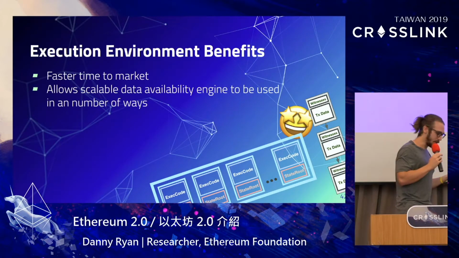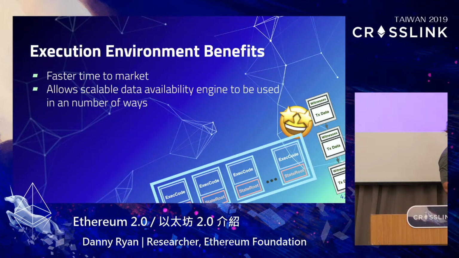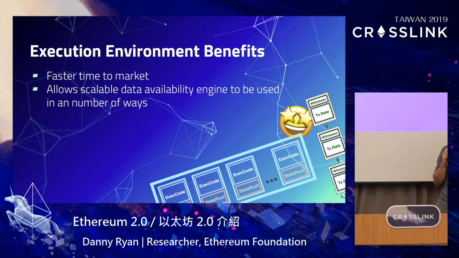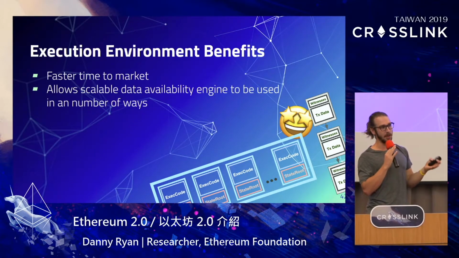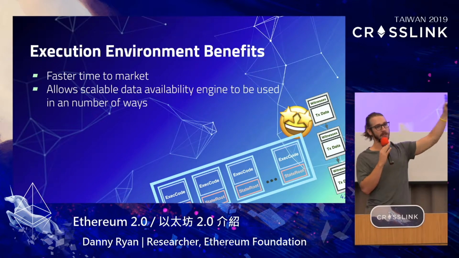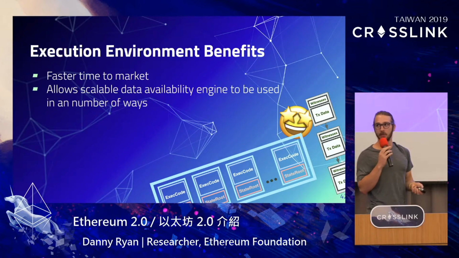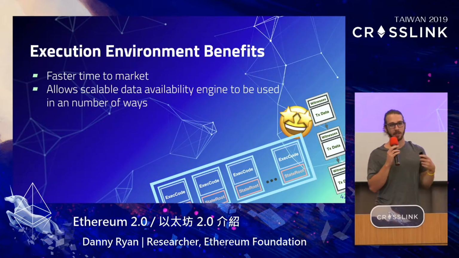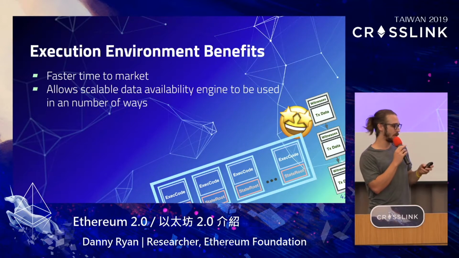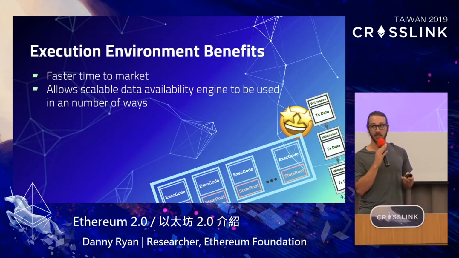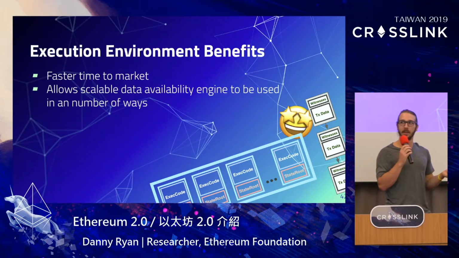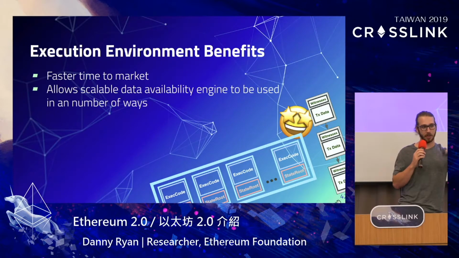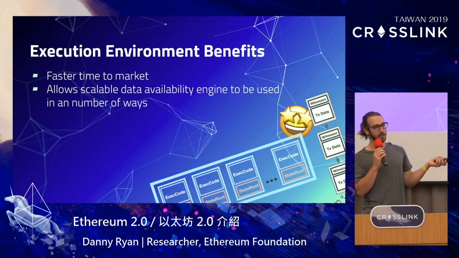So some of the benefits: because we end up taking a lot of the complexities of how state should operate, how rent works, all these various things, out of the core consensus and moving it into layer 2, we might actually be able to have a faster time to market, because we can continue to research and develop these concepts after the core consensus is rolled out. And it allows this scalable data availability engine to be used in any number of ways.